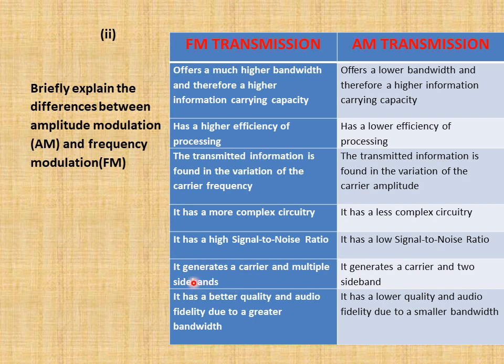Frequency modulation transmission generates a carrier and multiple sidebands, whereas amplitude modulation transmission generates a carrier and two sidebands. Lastly, frequency modulation transmission has a better quality and audio fidelity due to a greater bandwidth, and amplitude modulation transmission has a lower quality and audio fidelity due to a small bandwidth.